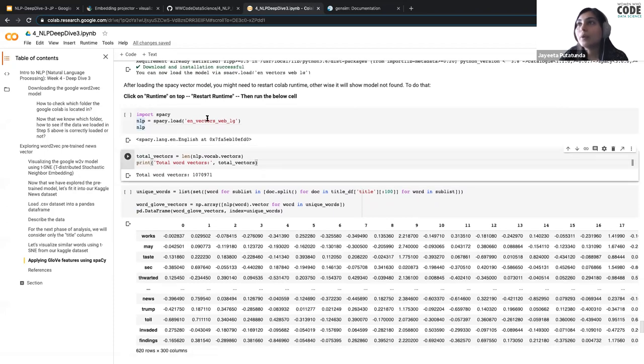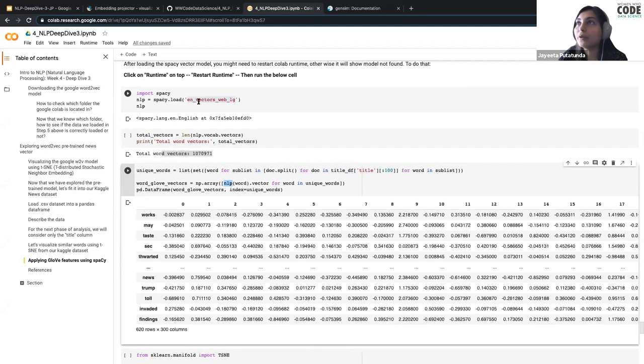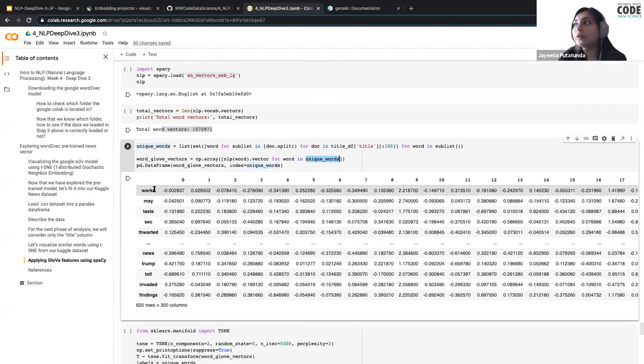So here we will see how many words the en_vectors in spaCy have. This is the total number of word vectors available. If you want to find unique words, I wanted to showcase, in the top 100 titles from our Kaggle dataset, what words the spaCy GloVe vector model found. You can call the word vectors, set it into nlp, which is the model that we loaded, en_vectors_web_lg, and pass it the unique words. When you map it into a data frame, you would see words like works, may, throttled, news, trump, toll, invaded, findings. These are all the unique words that it found and parameterized using the spaCy GloVe methodology.